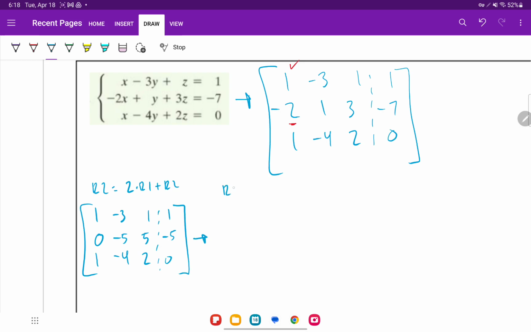Alright, now for row 3, we're going to take -1 times row 1 and add it to row 3. So let's first start by rewriting row 1 because we're not changing it. We're not changing row 2. And then for row 3, 1 times -1 is -1, plus 1 is 0. -3 times -1 is 3. 3 minus 4 is -1. 1 times -1 is -1. -1 plus 2 is 1. -1 times 1 is -1. Plus 0 is -1. All right.